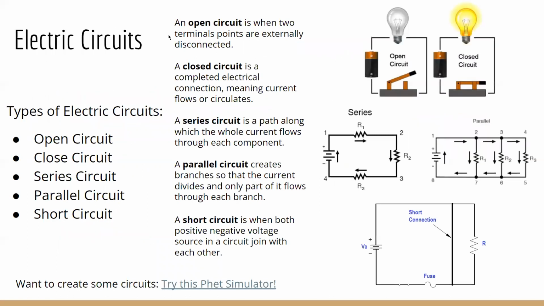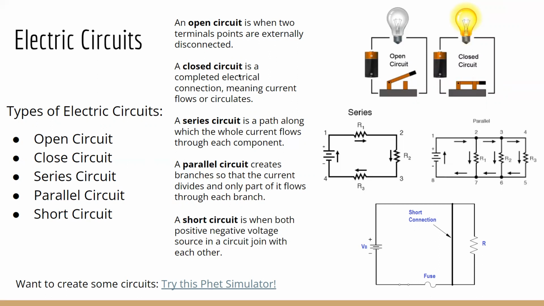Electrical circuits. I was talking about that earlier, that each circuit needs three main components: a voltage source, a path for the voltage source, and an element that uses that voltage source. Open and closed circuits are pretty self-explanatory. An open circuit is basically when two external points of the circuit are not physically connected together. So current is not flowing through it.